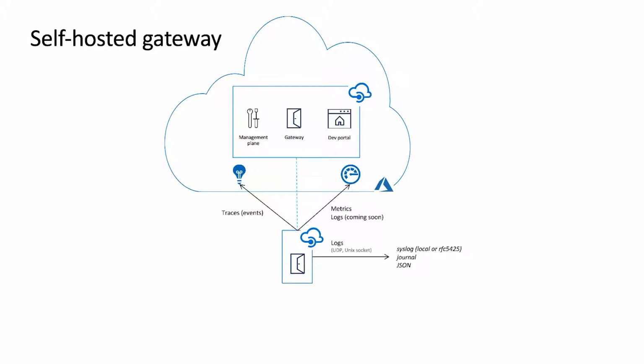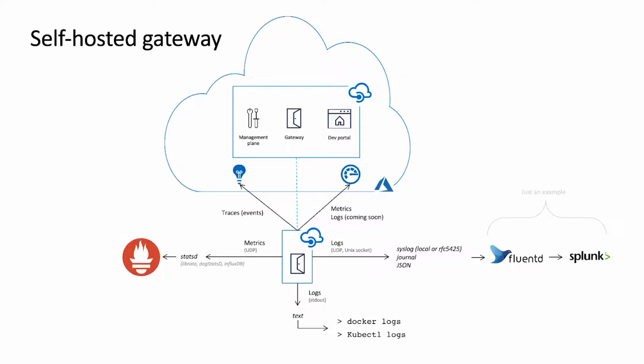For logs, we support syslog, journal, and JSON, so you can build a pipeline using popular tools like FluentD and Splunk. The logs are also sent to standard streams, so you can simply read them using commands like kubectl logs or docker logs. If your self-hosted gateway is deployed in Azure Kubernetes Service, you can also use Azure Monitor for containers to collect the container logs. For metrics, we support statsd, which is a popular protocol. You can emit the metrics through statsd and view them using open source tools like Prometheus.